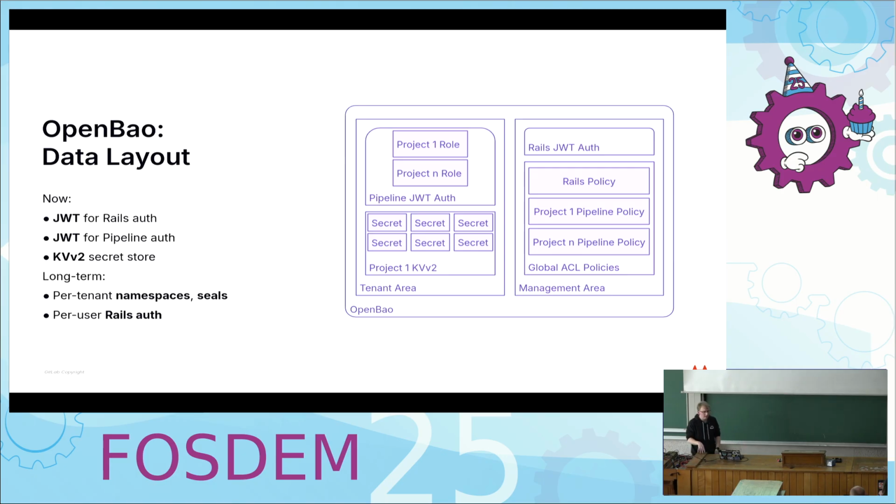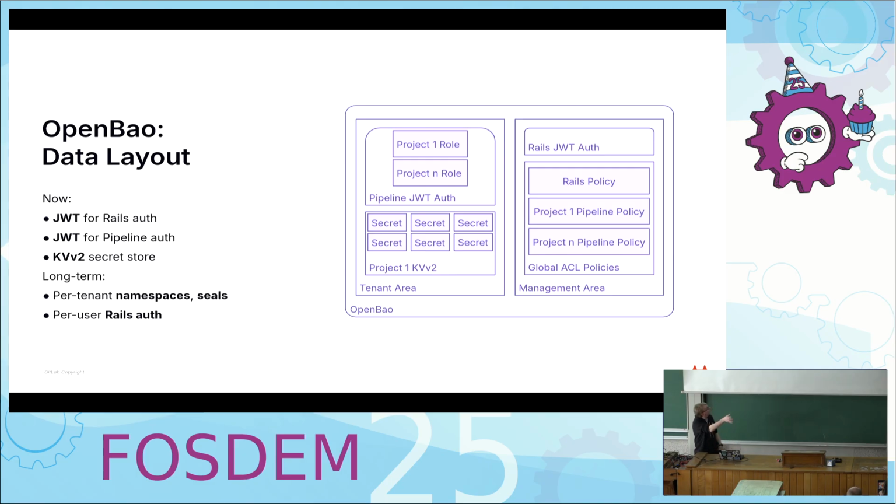When we add namespace support to OpenBao upstream, we'll provision each of these tenants in separate namespaces. And long-term, we wish to add support for per-namespace seal mechanisms and encrypted key rings to provide greater data isolation, especially on GitLab.com.